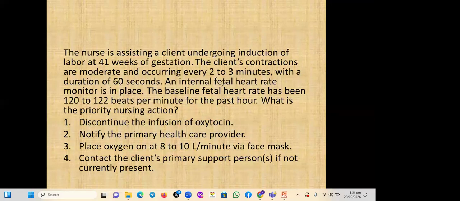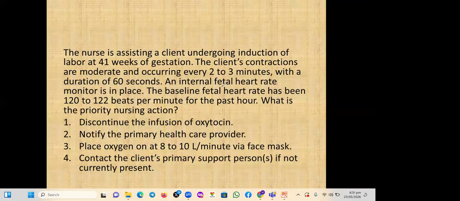Okay, Sally, thank you. Now, Sally says she will go for option 2 because she thinks the duration of the contraction is 60 seconds and the fetal heart rate had stayed constant for quite some time. So she will inform the healthcare provider. But Sally, there's something in the question that is causing the problem, which is the oxytocin.